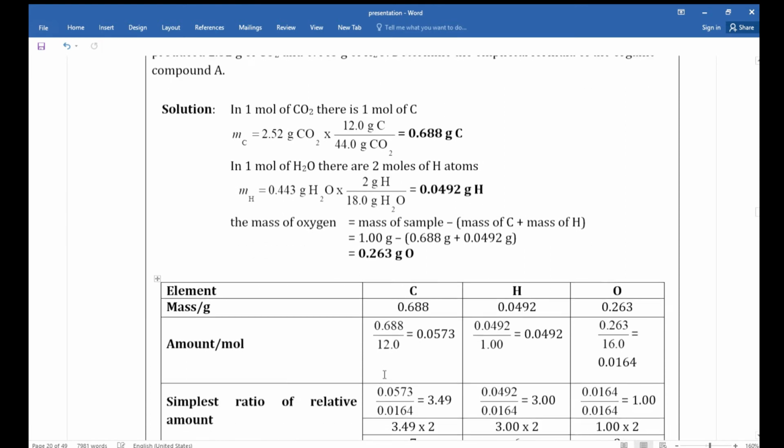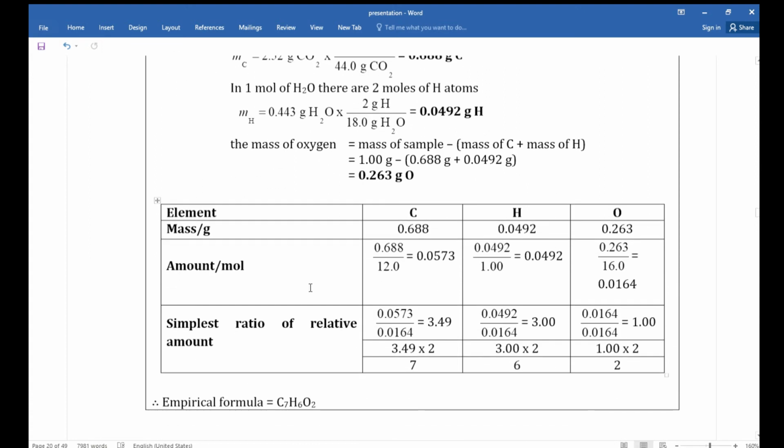The next step, after all the masses of each element are obtained, is to build up the table to get the empirical formula. In the constructed table, make sure you have the element, mass in gram unit, amount or mole, and simplest ratio of relative amount. The first row is the mass for each element, so carbon, hydrogen, and oxygen. Take the masses we calculated in the first step: carbon 0.688, hydrogen 0.0492, and oxygen 0.263 gram.